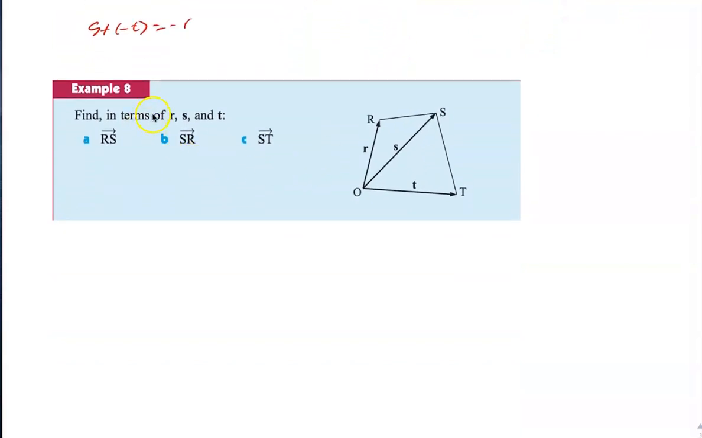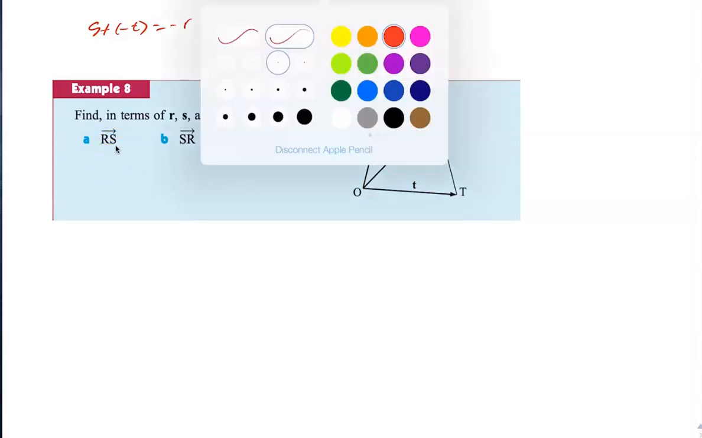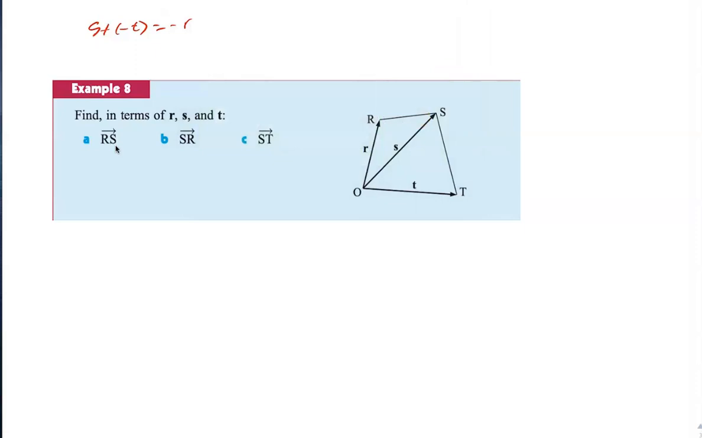They want me to find all of these in terms of R, S and T. So that means I can only use the vectors R, S and T, nothing else. So they want me to start at R and go to S. A little confusing with the double R and double S, but they mean capital R, capital S. So they mean start here and end there. Well, how would I do that? I have to start at R. I have no vector going this way, so I have to go this way, because I can only use the vectors I have.